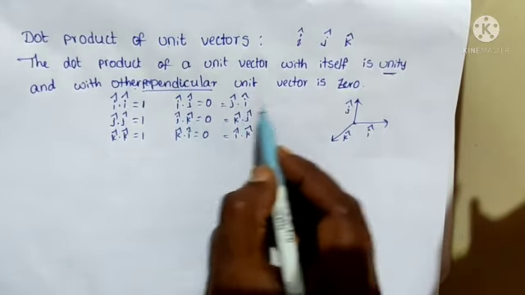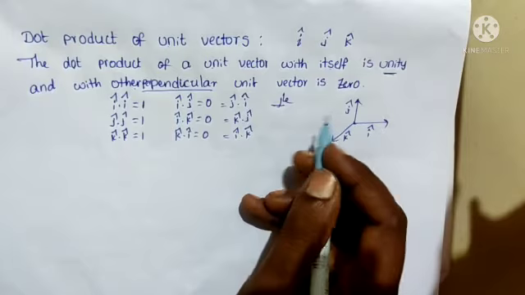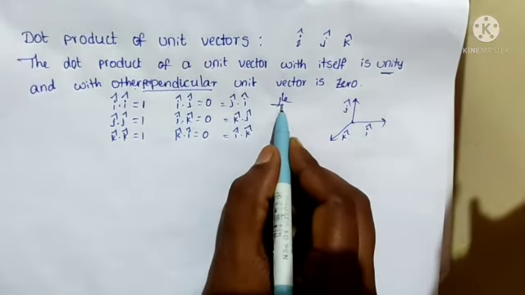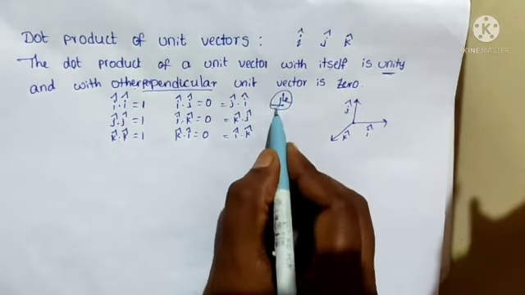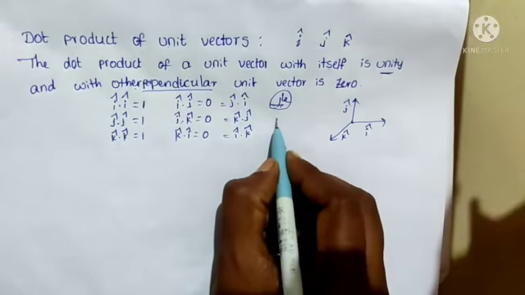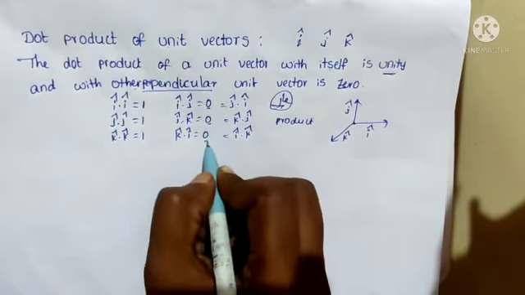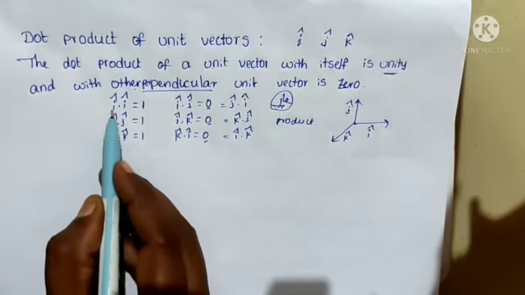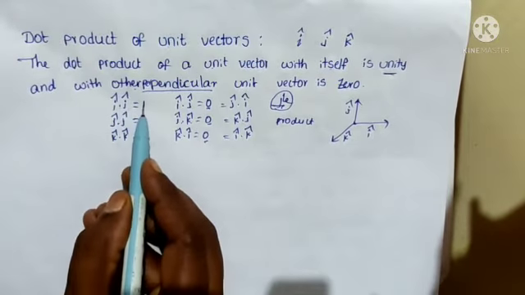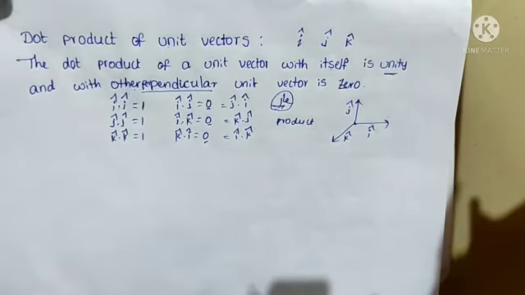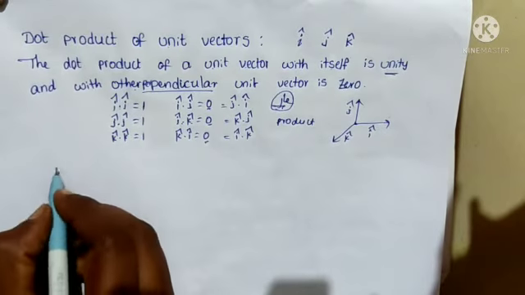So i and j are perpendicular to each other. Same with j and k, also perpendicular to each other. When perpendicular vectors are multiplied, it gives the answer 0. Okay, now see that when it is multiplied with itself, it gives the answer 1. Okay, now let us see.